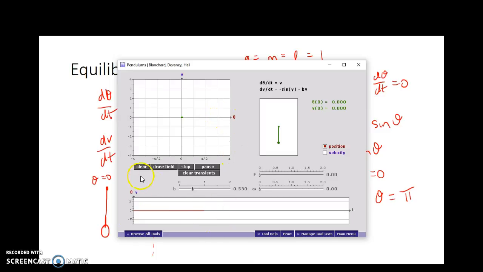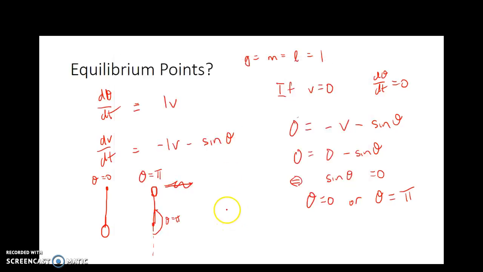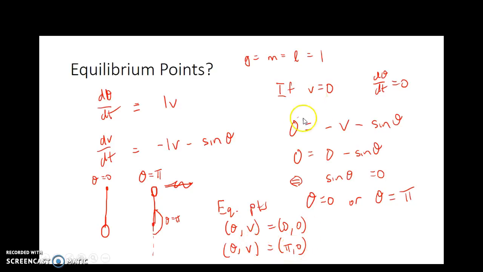Now, unfortunately, I can't get this thing to be completely 180 degrees, so the closest I can get is just to get a quick snapshot. And you can almost see that if it were staying straight up without any initial velocity, then it would stay straight up. So that leads me to the equilibrium points of theta comma v equals 0, 0, or theta comma v equals pi, 0. So those are my two equilibrium points for this system.